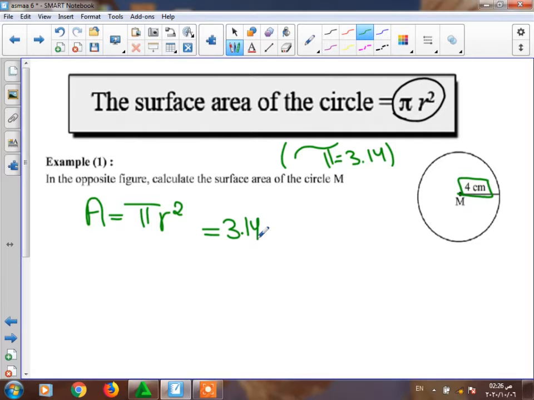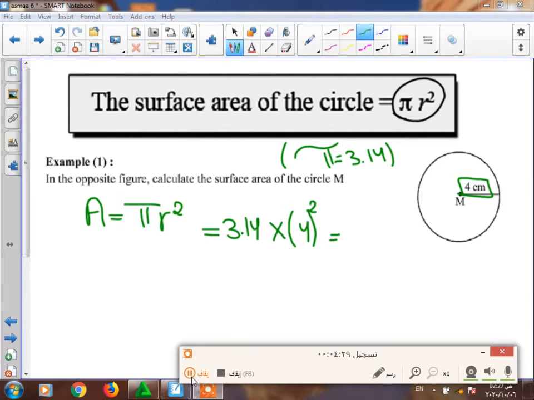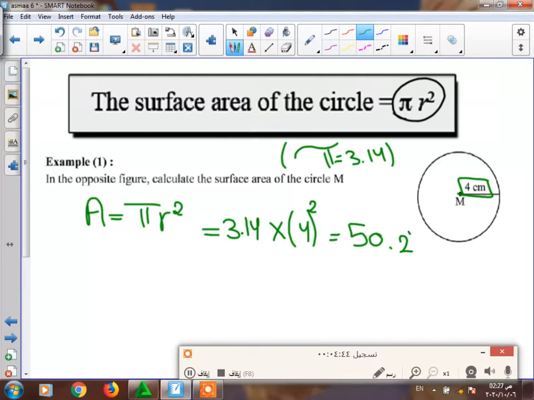Okay, now after we put the value of pi equals 3.14, we multiply by what? Times the radius all to the power 2. The radius here is 4 centimeters, so we write 4 all to the power 2 between two brackets. Then calculate your value. The result will be 50.24 squared centimeters.